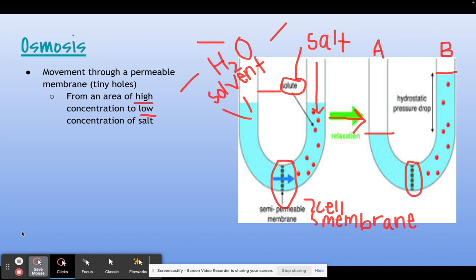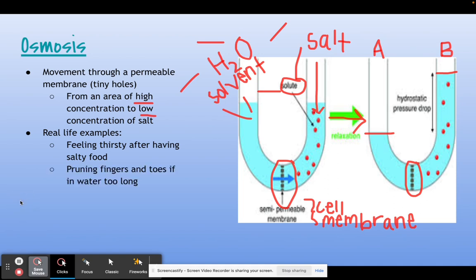So let me give you some real life examples of where osmosis occurs, because the U tube diagram on the right here is just a way to visually see what happens through osmosis, and it happens at a very, very small level. Some real life examples would be if you're feeling thirsty after having salty food. In your body, the material between your cells is going to have more salt in it because you've ingested that, compared to what's inside of your cells. So the water is going to leave your cells, which is going to leave your vacuoles empty and make you thirsty.